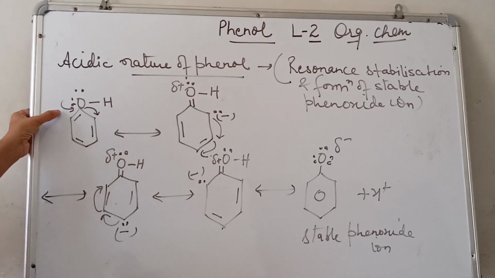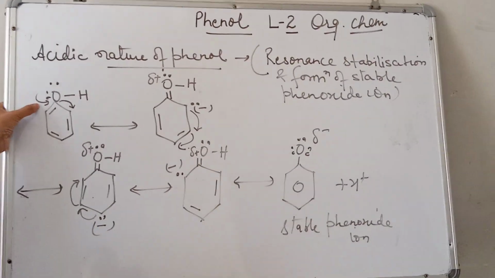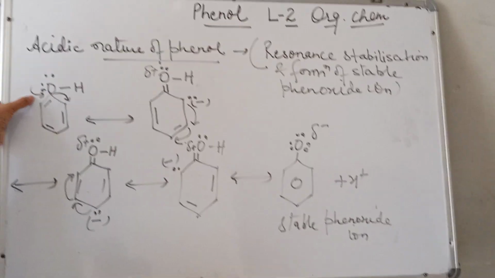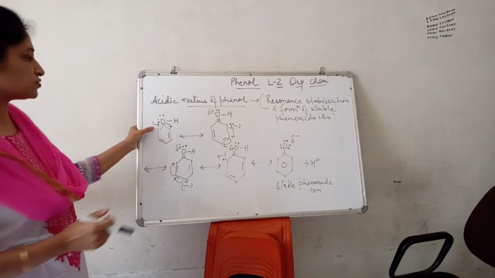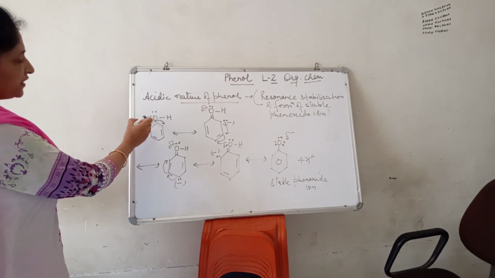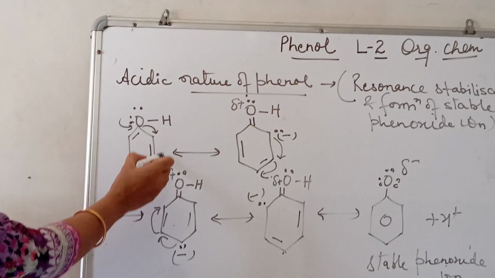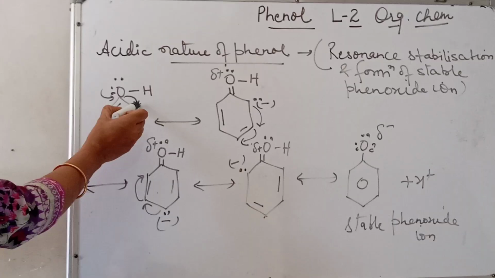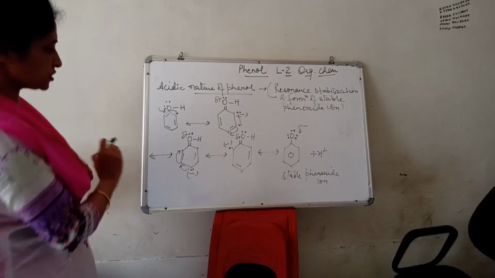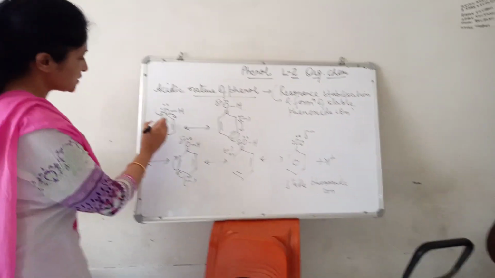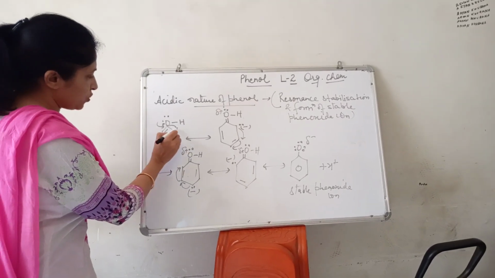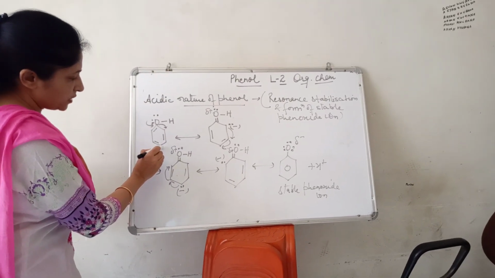So what happened? The OH group is basically an electron releasing group because it has excess of electrons. So what happens when it releases electrons to this benzene ring? It will occupy the ortho and para positions. Now where are the ortho and para positions? These two are the ortho positions. And this is the para position.